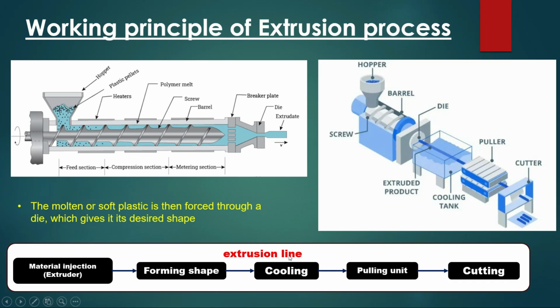We generally call it an extrusion line, like the feeding section where the extruder injects the material, and then the die forms the shape, and then we cool it with the cooling unit. We cool the part, and after that we pull that continuous section, and then we cut the material to the required length. So this extrusion process is a continuous process. We can continuously get the product, so it is a high volume manufacturing process.